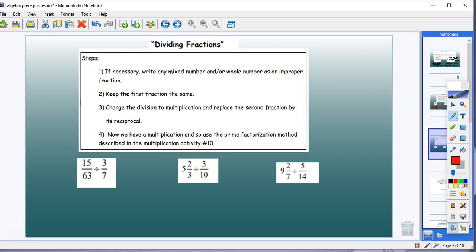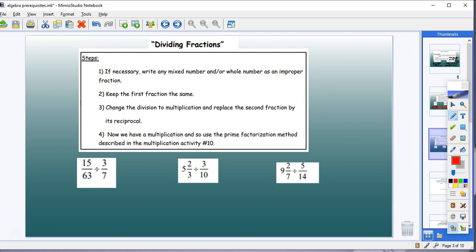The second step, we're going to keep the first fraction as it is. We're not going to change it. In the third step, we're going to change the division sign into a multiplication sign and replace the second fraction by its reciprocal, which means we're going to flip it over, and then we're going to multiply the fractions. If it's necessary, we're supposed to prime factor numerators and denominators to divide out the common factors.